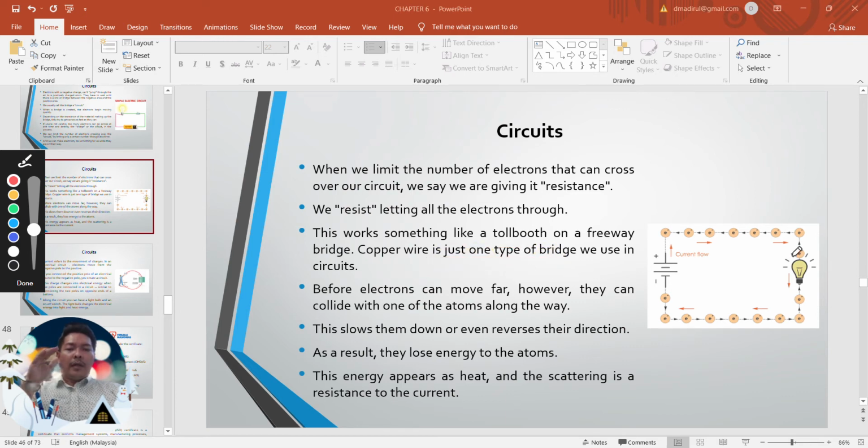Before electrons can move far, however, they can collide with one of the atoms along the way. This slows them down or even reverses their direction. So when the electrons collide with atoms, it can reverse their direction or slow down their speed. As a result, they lose energy to the atom. This energy will appear as heat, and the scattering is a resistance to the current.